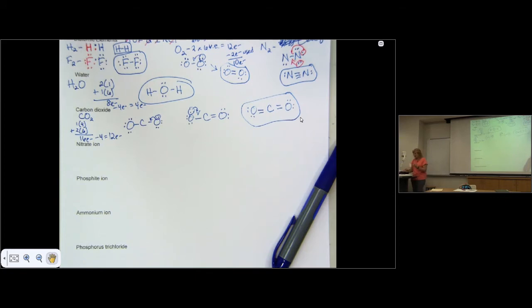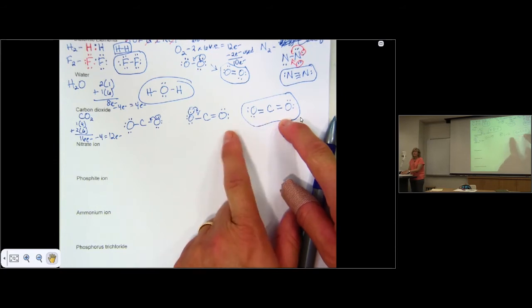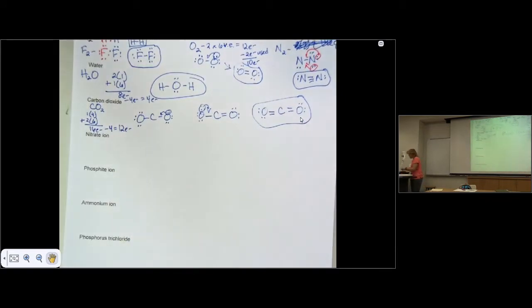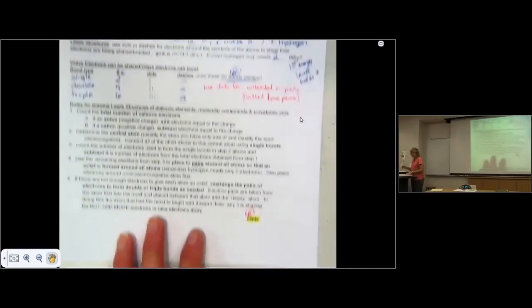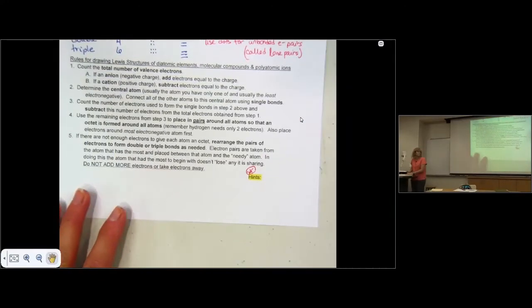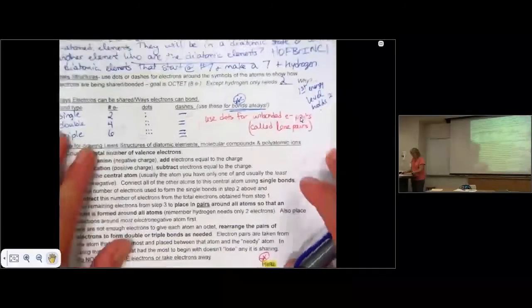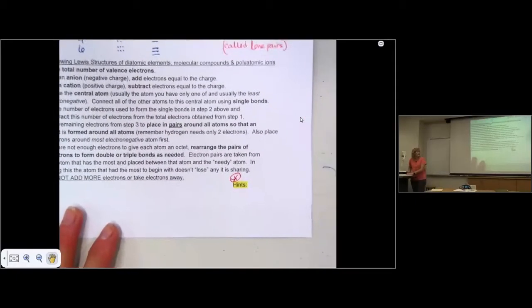Now, the question of why does it form 2 double bonds instead of 1 triple bond and 1 single bond? That goes back to how many valence electrons oxygen has to begin with. How many does oxygen have? 6. And it is not willing to share any more than it has to, because it already has 6.